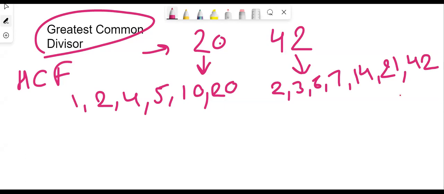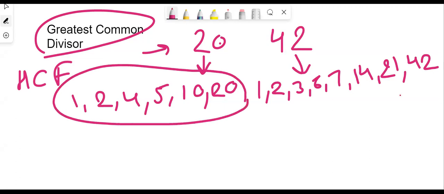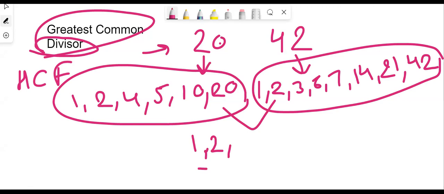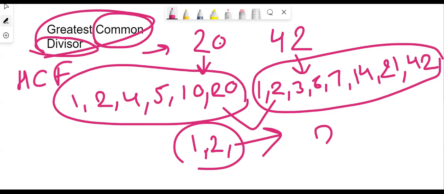If we consider one as well, it makes no difference, then one will be there, right? Now these are the factors of 20, and these are the factors of 42. Now we have found the divisors, and now we have to find the common divisors. What are the common divisors? 1, 2, nothing else. Only 1 and 2. Now we have to find the greatest of them. So it is 2. So the answer is 2. This is the simplest way we could find the greatest common divisor, right?